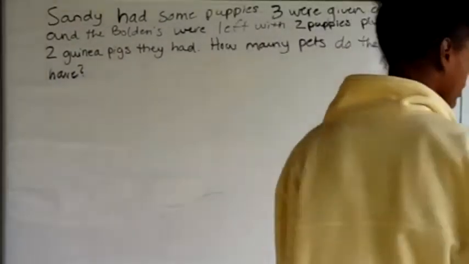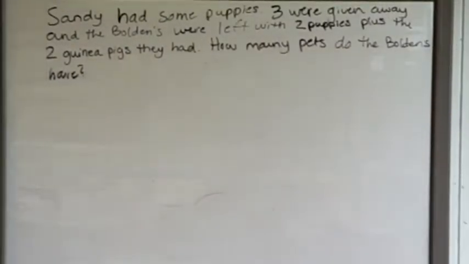Alright, now we have it. Sandy had some puppies. 3 were given away, and the Bowdens were left with 2 puppies, plus the 2 guinea pigs they had. How many pets do the Bowdens have?